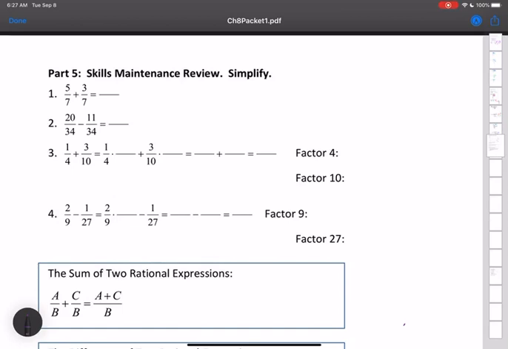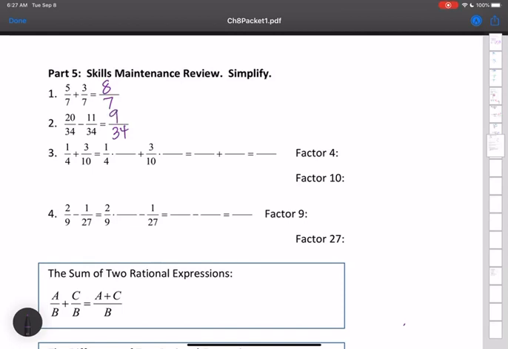So before we get into the polynomials, let's just go ahead and do just a basic fraction review. Okay, so when we're adding fractions, we want to make sure that we have the same common denominator. So in this first one, do we have a common denominator? We do, that's 7. So once we have a common denominator, then we just add straight across the top. So 5 plus 3, we get 8. And the second one, we have a common denominator of 34. And we'll just subtract 20 minus 11 is 9.